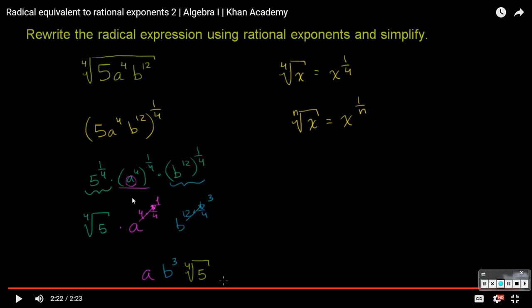Okay, so basically what he's done, when you raise a power to a power, like that 4 to the 1/4, remember a power to a power, you multiply, so that's where he multiplied that 4 times 1/4 and multiplied 12 times the 1/4.